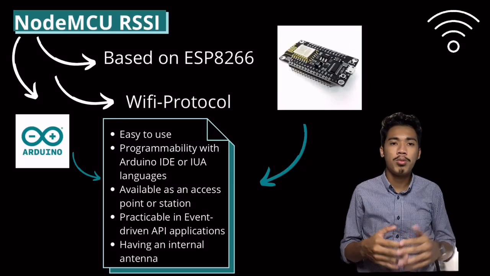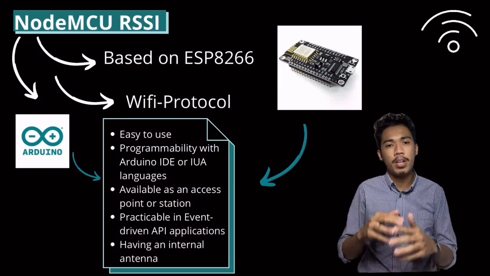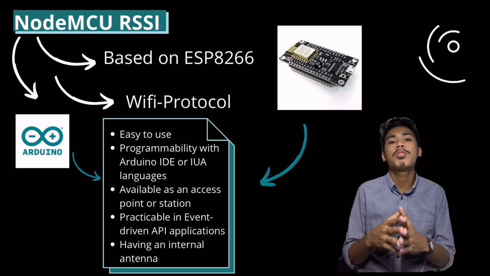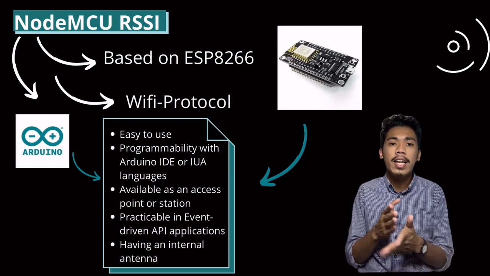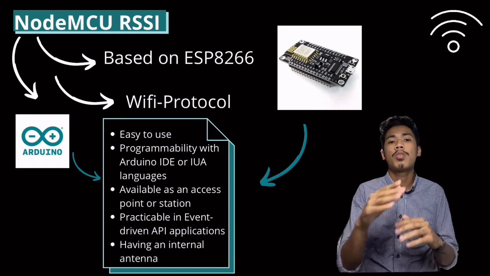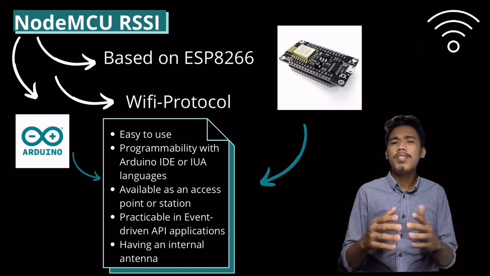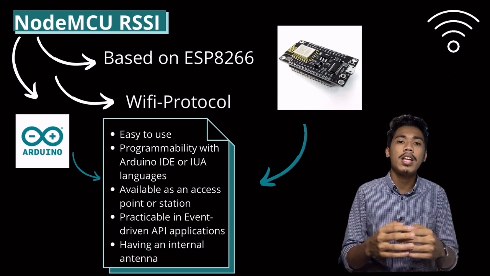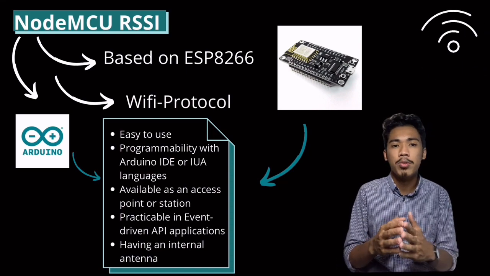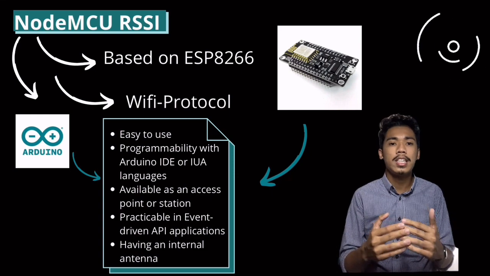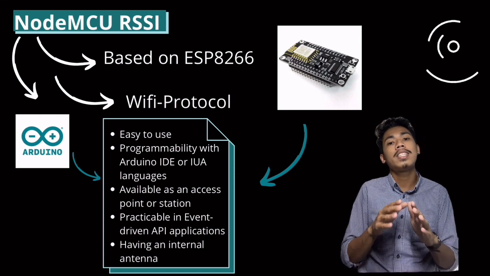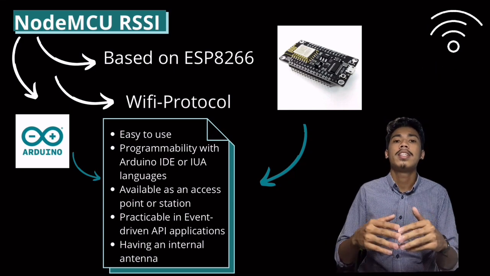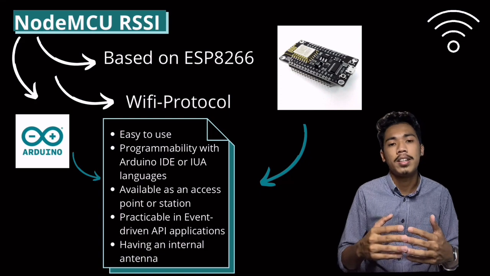NodeMCU RSSI is one of the DAQ hardware. NodeMCU is an open source platform based on ESP8266 which can connect objects and let data transfer using the Wi-Fi protocol. General features of this board are easy to use, programmability with Arduino-like IDE or Lua language, available as an access point or station, practicable in event-driven API applications, and having an internal antenna.